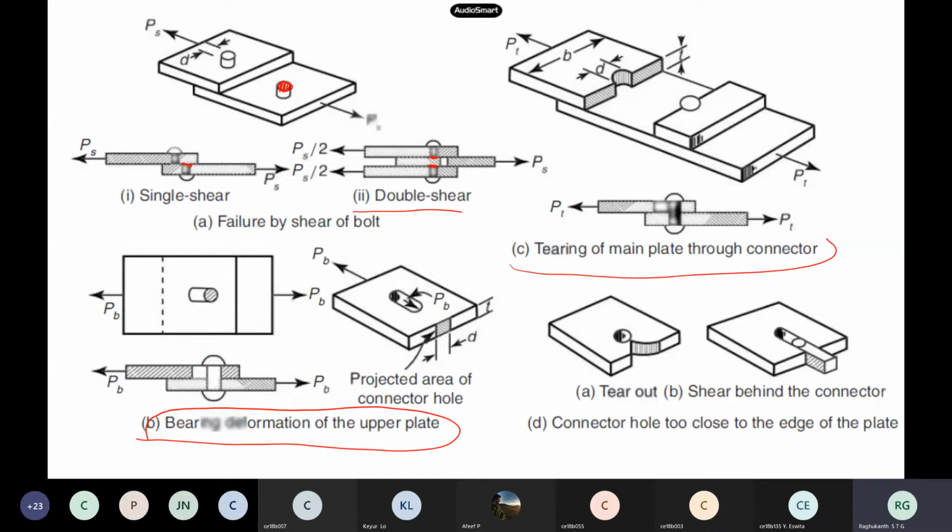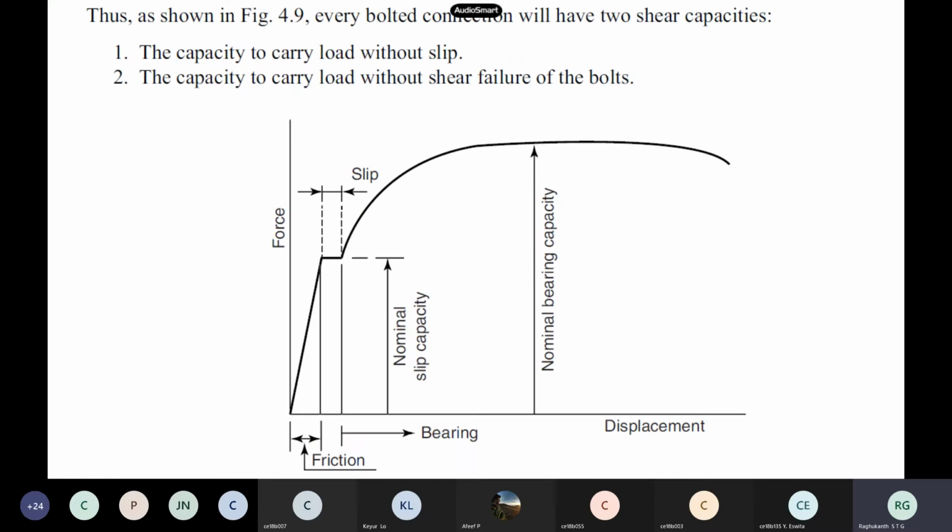Then tearing of the main plate, here also this is the area, the possible area of how it has sheared off. Then we have the tear out, shear behind the connector, too close to the edge. So we will see all these types of failures. Now the most important thing is the bearing, the shear, and then the block shear, which you have to check, and then of course the plate strength also you have to check.